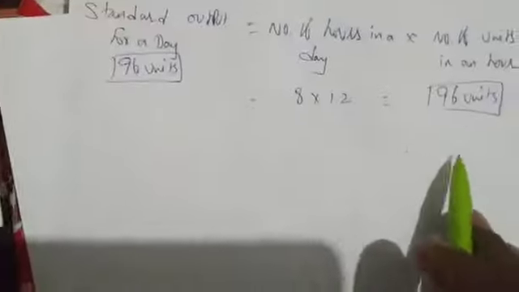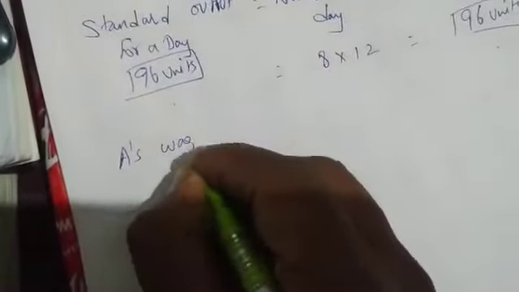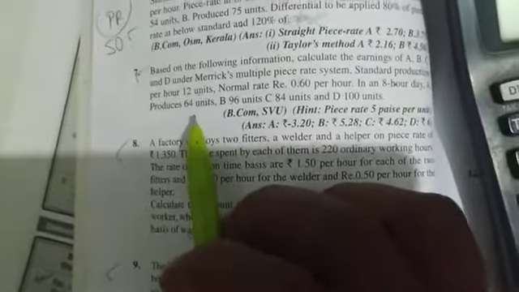Same formula we are applying and we are solving. We got 96 units in an 8 hour day. Okay, let us solve A's earnings, or wages. A is producing how many units? 64. So let us see 64 units.